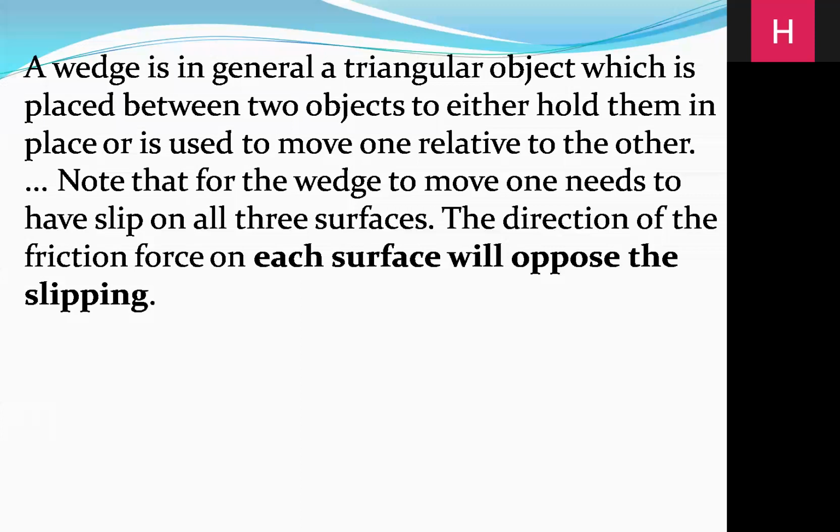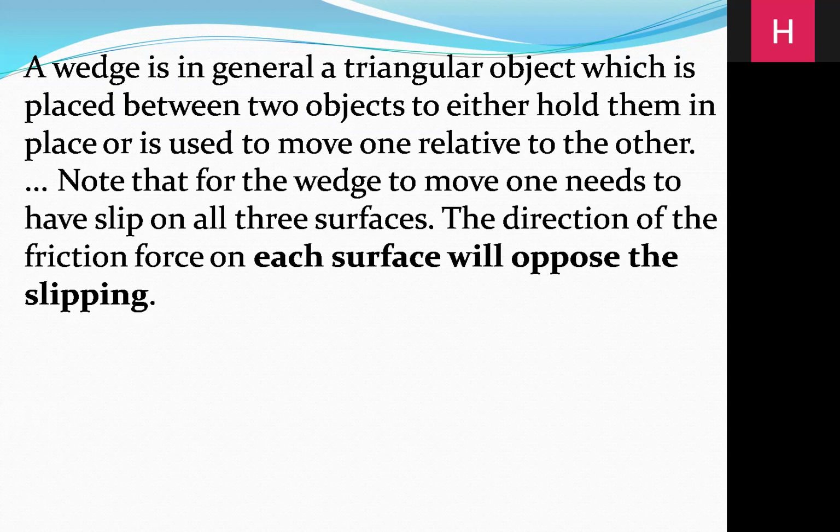A wedge is in general a triangular object which is placed between poles to either hold them in place or is used to move one relative to the other. Note that for the wedge to move, one needs to have slip on all three surfaces. The direction of the friction force on each surface will oppose the slip.